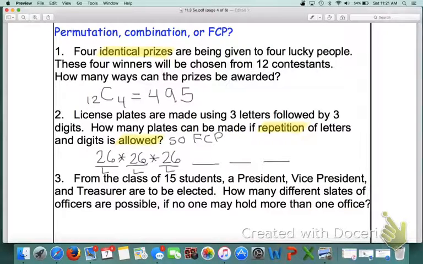Okay. The last 3 slots are digits. Remember that 0 through 9 is 10 different digits. So in each of my digit slots, I'm going to have 10 options. And remember that we always connect these with multiplication. So we're going to have 26 times 26 times 26 times 10 times 10 times 10. When we multiply that out, we're going to find that it is 17,576,000.